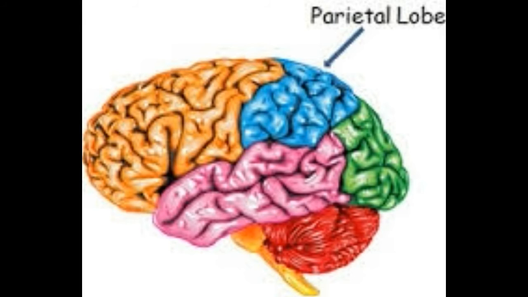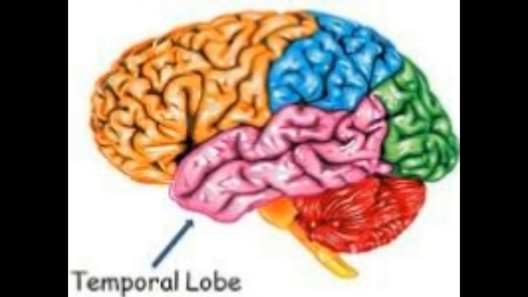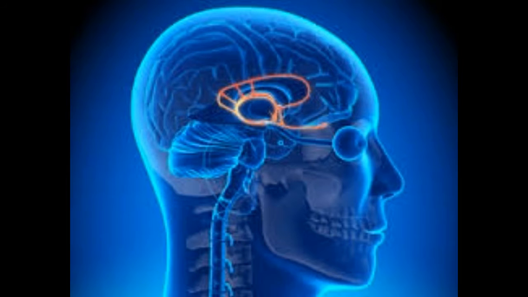Body orientation. Occipital lobe: primary visual reception and association. The temporal lobe: auditory reception and interpretation, expressed behavior, receptive speech, information retrieval. The limbic system: olfactory pathways, biologic rhythms, hypothalamus.